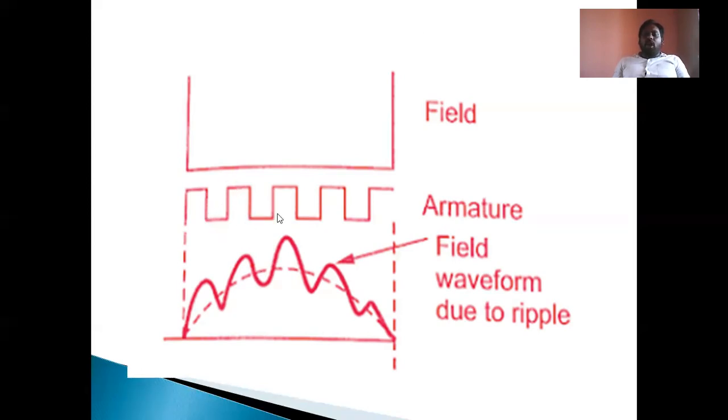That means due to this slot arrangement, the air gap between rotor and stator is non-uniform. That's why non-uniform reluctance takes place. Due to non-uniform reluctance, non-uniform flux distribution takes place. Due to non-uniform flux distribution, the waveform is not sinusoidal. It is a distorted wave, and that's why distorted EMFs are produced.